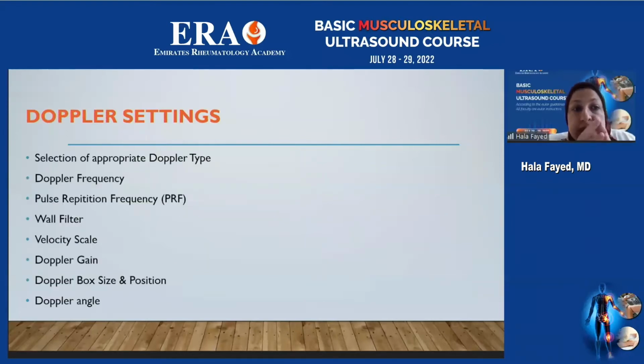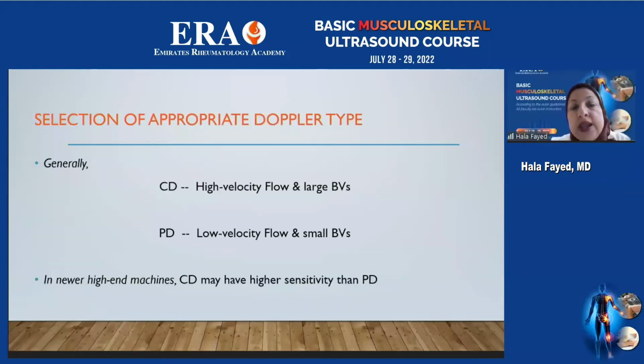So we'll then talk about the second part, which is the Doppler settings or setup for the Doppler scan exam. The most important points are selection of the appropriate Doppler type. So you have to know when to use color Doppler, when to use power Doppler, when to use spectral Doppler, and so on. Second is the Doppler frequency. Also the pulse repetition frequency, the wall filter, the velocity scale, the Doppler gain, the Doppler box size and position, and the Doppler angle, and we will just mention each one of them separately.